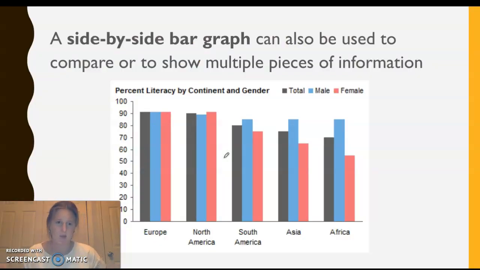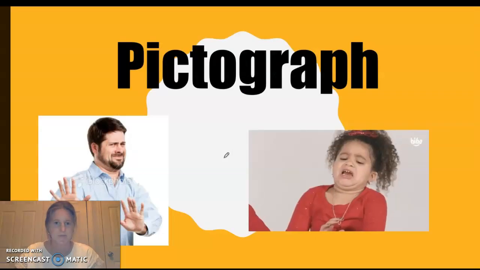But one step further is you can have a bar graph where the bars are side by side. So it shows multiple pieces of information. This one's talking about total people, male. The male is the blue bar, and the female is the reddish pink bar. By continent, by gender, it's showing a side by side bar graph. Just a little bit more complex bar graph, but you definitely have seen these before.